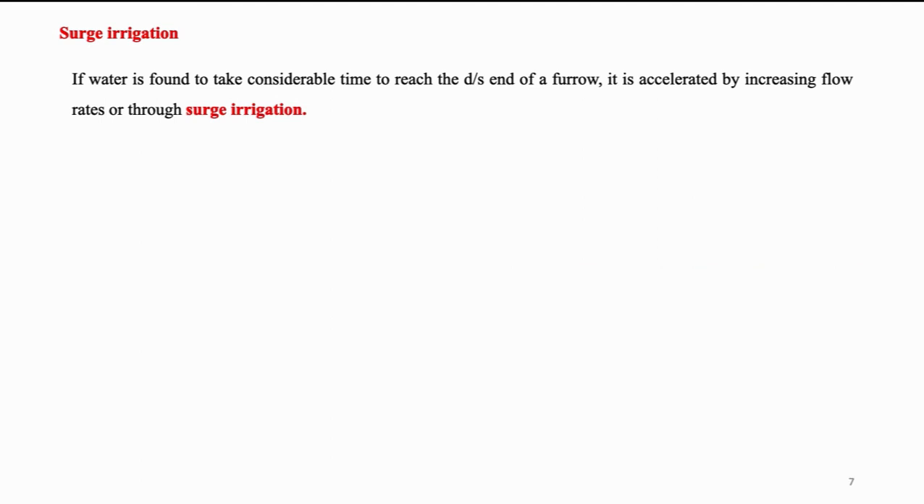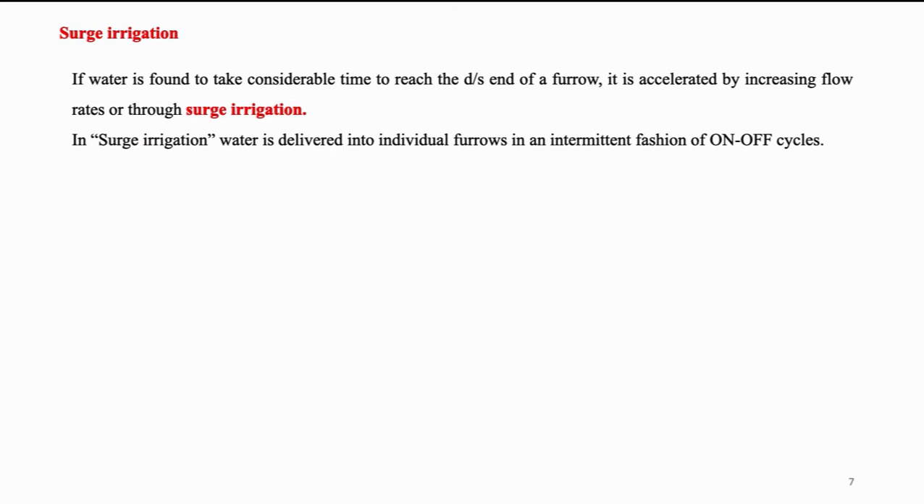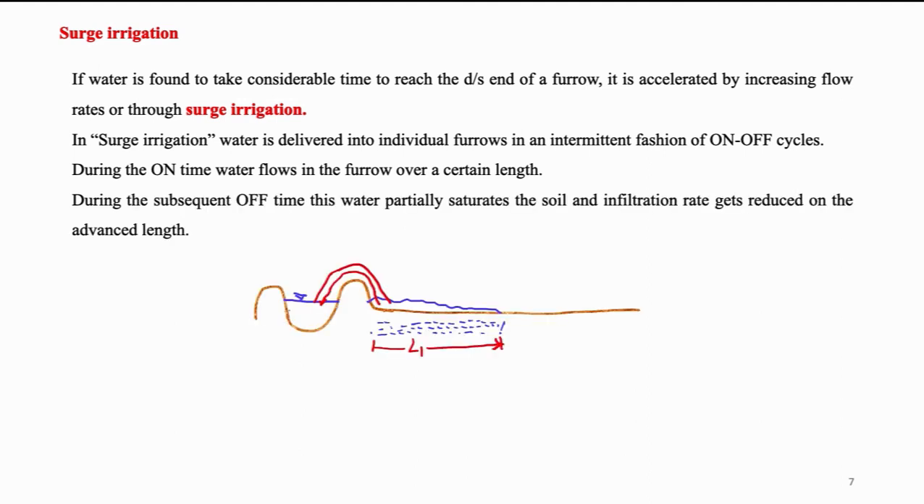In this method, the total discharge into the furrow is not allowed in a single go. That is, discharge is allowed in installments in terms of on and off cycles. During the on period, water is allowed into the furrow. Say the duration of this cycle be 15 minutes. That means water flows in the furrow for 15 minutes. Then the discharge is cut off. Let us assume it covered a length of L1 of the furrow. During the off cycle, say another 15 minutes.